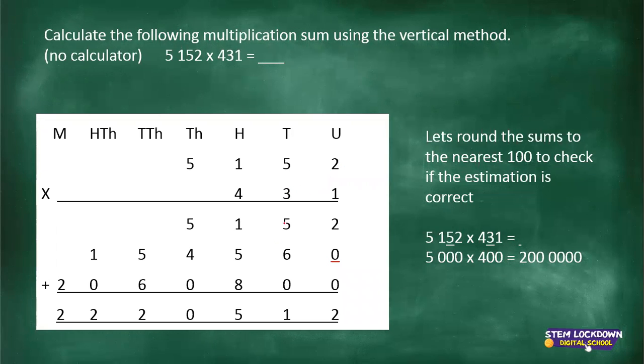So let's start with the 3 with the units. 3 times 2 is 6, we write it here. Then 3 times 5 is 15. So we put our 5 here and we carry a 1. Then we have 3 times 1 is 3 plus this 1 here is 4. So we add our 4 here.